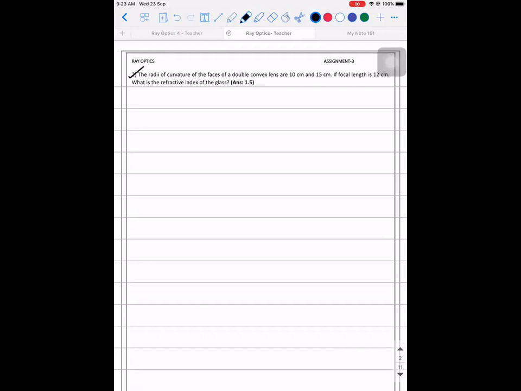Shall we move on to the next one? Now see, radii is the plural of radius. Radii of curvature of the faces of a double convex lens are 10 centimeter and 15 centimeter. It's a double convex lens. If the focal length is 12 centimeter, what is the refractive index of the glass? So here, if you observe, the radius of curvature of both the surfaces are not equal, so they are not equiconvex. One side has a smaller radius and the other side is going to have a bigger radius of curvature.